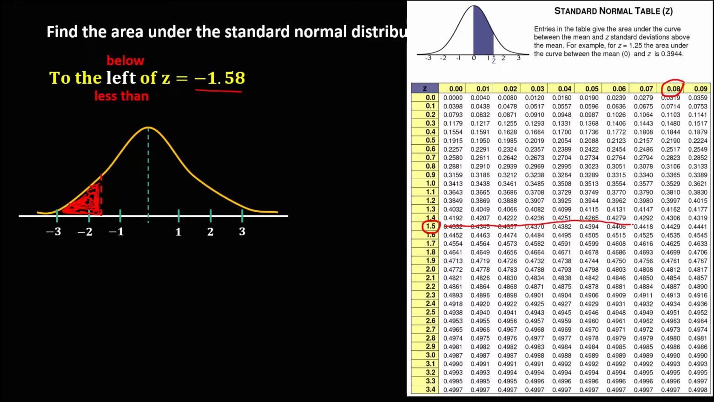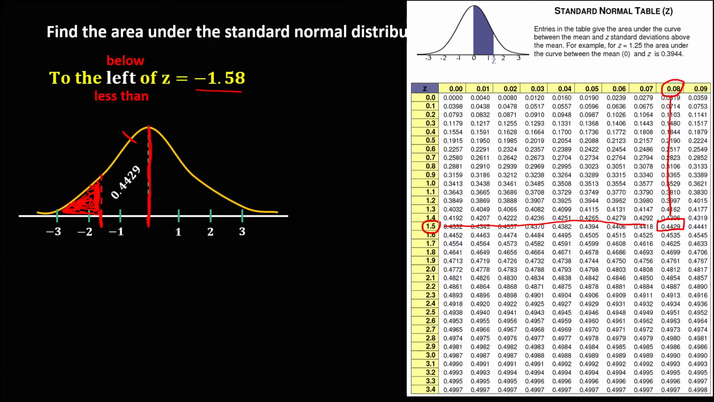Then you connect to find the area for this negative 1.58. So the area is 0.4429. So this is negative 1.58 and this is the mean. Therefore, this area is 0.4429. Then observe that the unknown area is away from the mean. Therefore, we need to subtract.